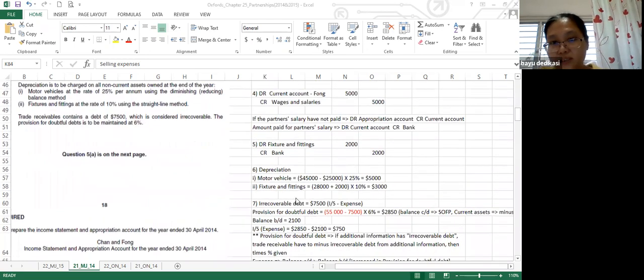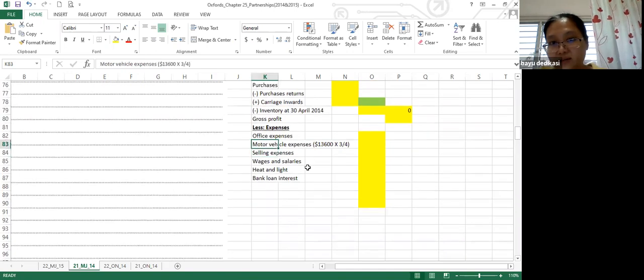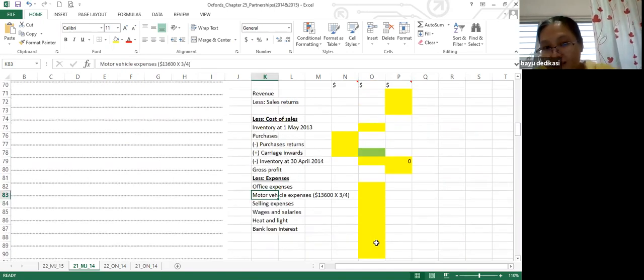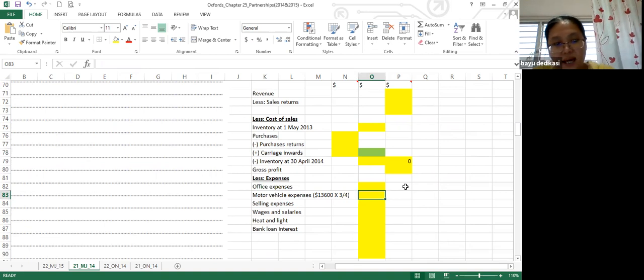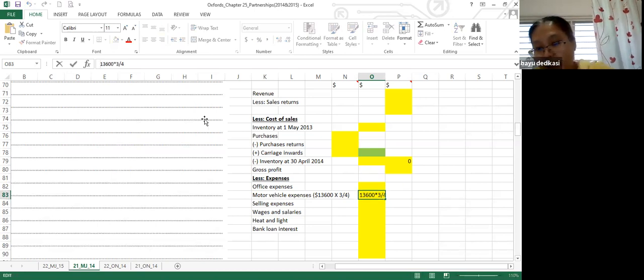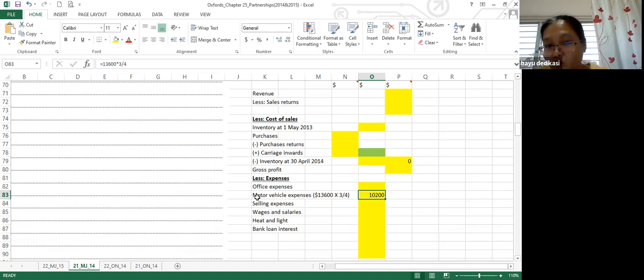So what we have to do is come to all the adjustments that we have calculated. When it comes to presenting it, we will put the working beside the detail. The example I want to show is how I get my motor vehicle expenses. I get 13,600 times 3 divided by 4. So this is my net amount that I want to recognize for my motor vehicle. Sometimes all the working gets marked, depending on the marks they allocate. So it's good to show your working beside your detail.